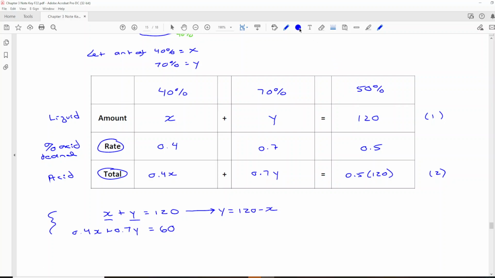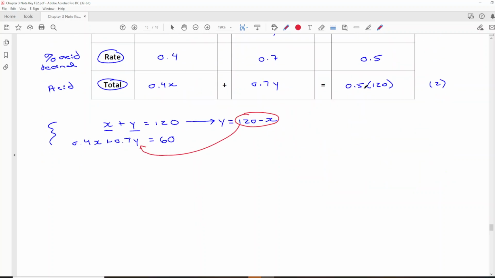Then I'm going to substitute this 120 minus x into this equation for y. So what's that going to look like? I'm going to have 0.4x plus 0.7 times 120 minus x is equal to 60. Then I'm going to distribute, because I'm now solving a linear equation in one variable. So I'm going to simplify the equation first.